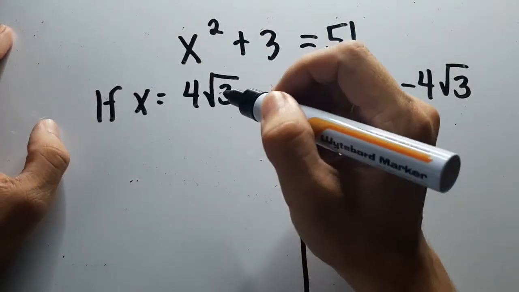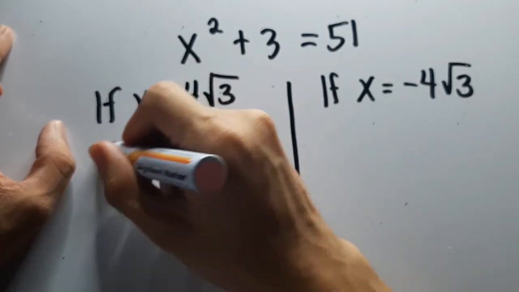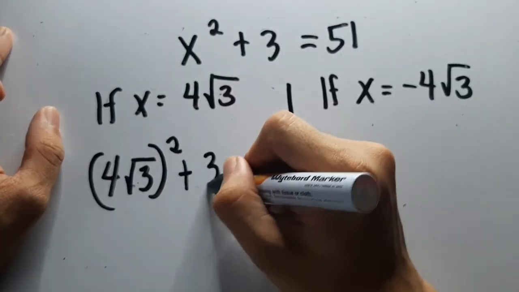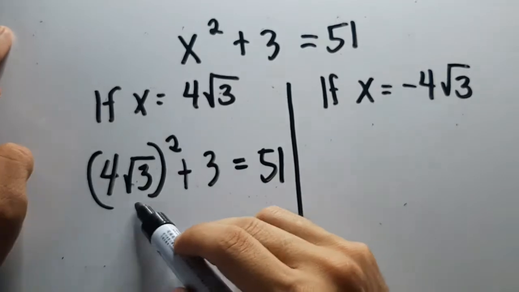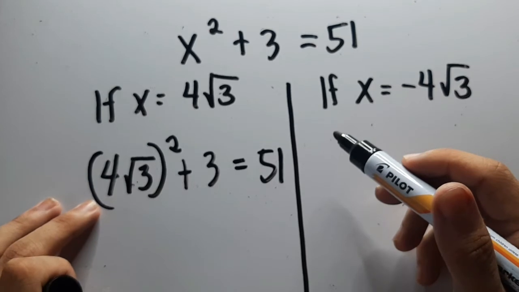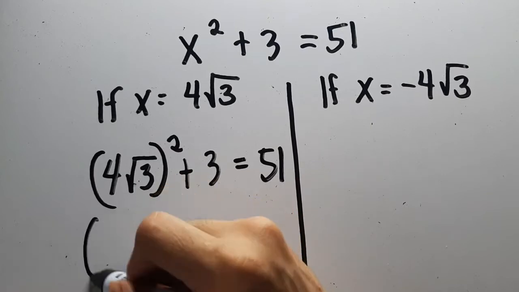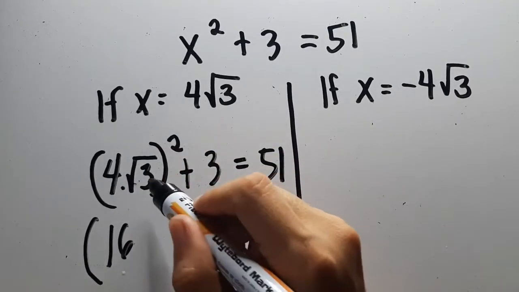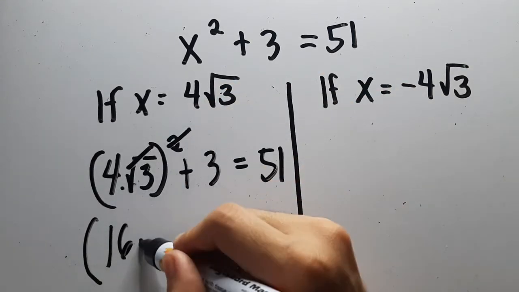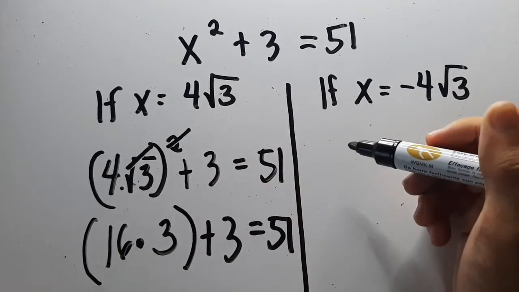So, the first one, 4 square root of 3, so we have x squared will become 4 square root of 3 squared. And then, we have plus 3 is equal to 51. So, we need to square this one. 4 square root of 3 multiplied by itself, which is 4 square root of 3. So, we have 4 times 4 is 16. And then, we have this one, cancel. So, 16 times 3 plus 3 is equal to 51.